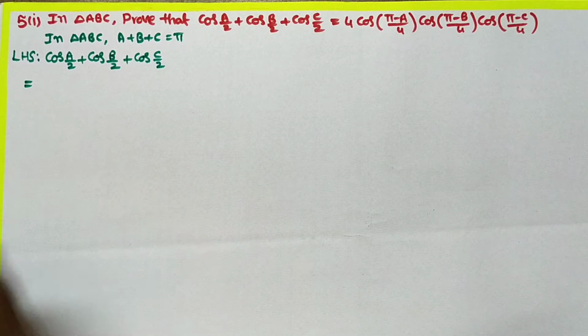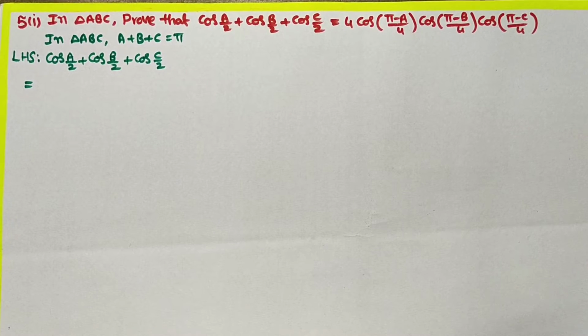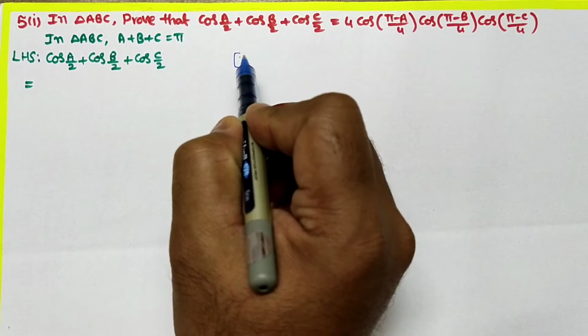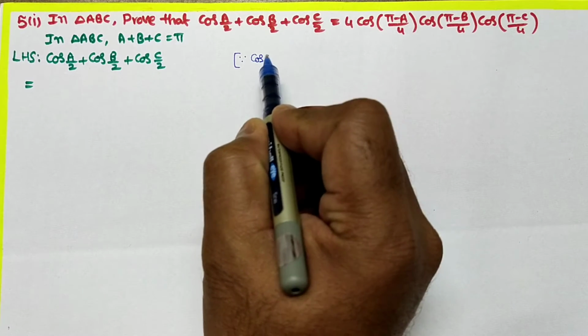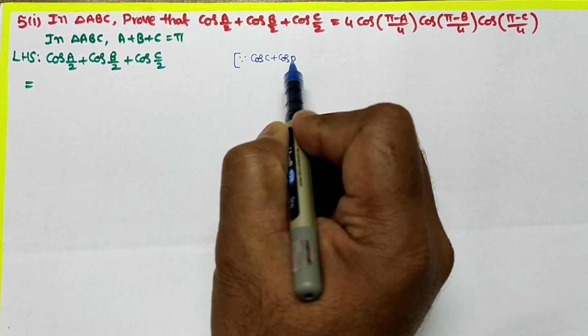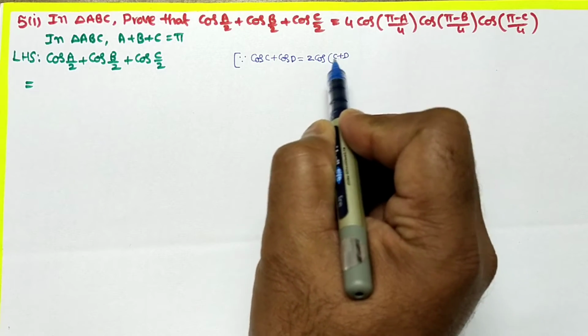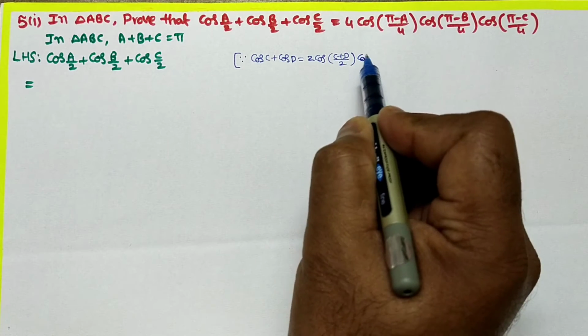So which is equal to, for the first two terms, we have to apply the cos C plus cos D formula. What is the formula for cos C plus cos D? Here I am writing: cos C plus cos D equals 2 cos of (C plus D) by 2 into cos of (C minus D) by 2.